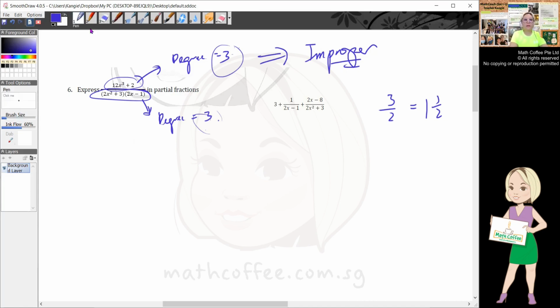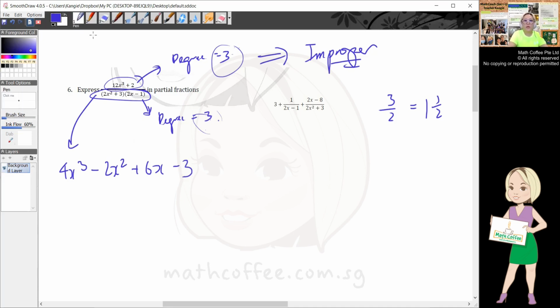Then after that, how do you do it? You are supposed to do the long division, but first of all, let's rainbow this up, because if not, how are you going to do long division, right? So rainbow, I will get 4x cubed minus 2x squared plus 6x minus 3. So I'm going to do the long division.